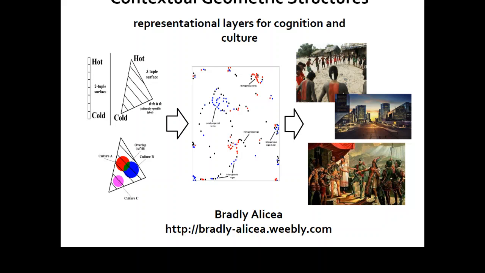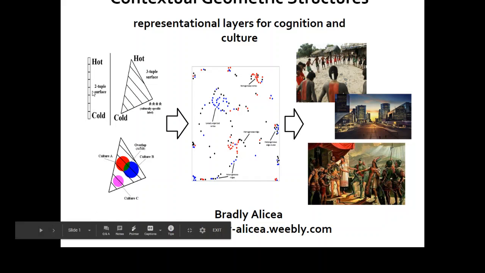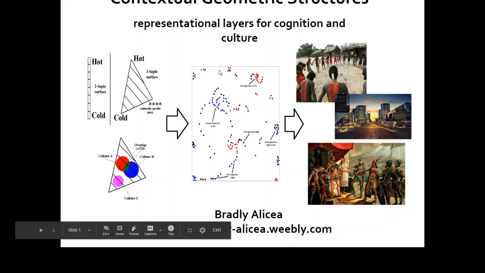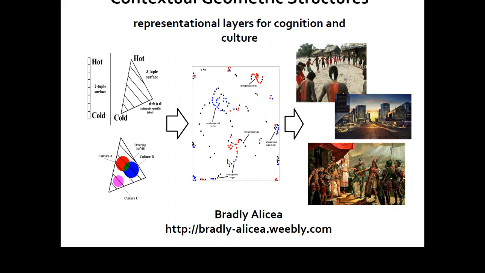This talk, I've given a number of iterations of this. This focuses on representational layers for cognition and culture. And so you have a sort of a diagram of the approach here. You have these geometric things that are like 2-tuple and 3-tuple surfaces, and they represent data points that represent sort of a culture. But you also have these population level models that have agents which contain these geometric structures, and they interact with each other and they form these sort of homogeneous clusters. And so it's loosely based on fluid dynamics. We'll talk about it a little bit later.